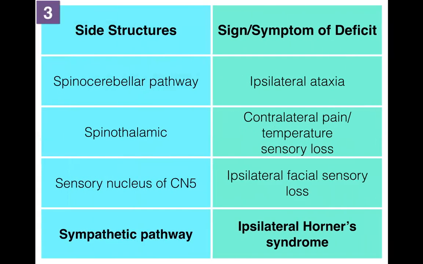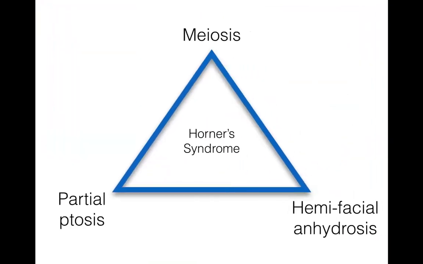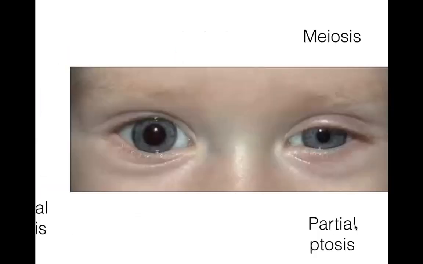Okay. So the fourth side structure would be the sympathetic pathway. If there's a lesion affecting the sympathetic pathway, the sign is what we refer to as the ipsilateral Horner's syndrome. Horner syndrome is composed of a triad that includes miosis, partial ptosis, and hemifacial anhidrosis.